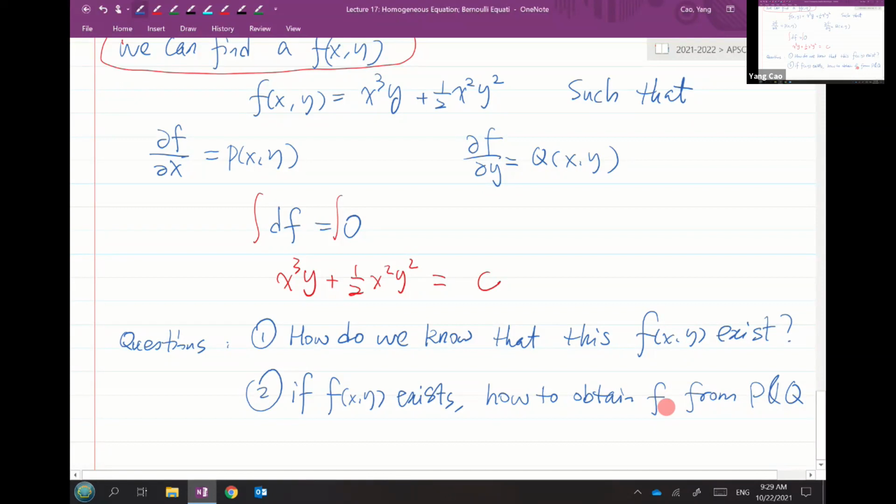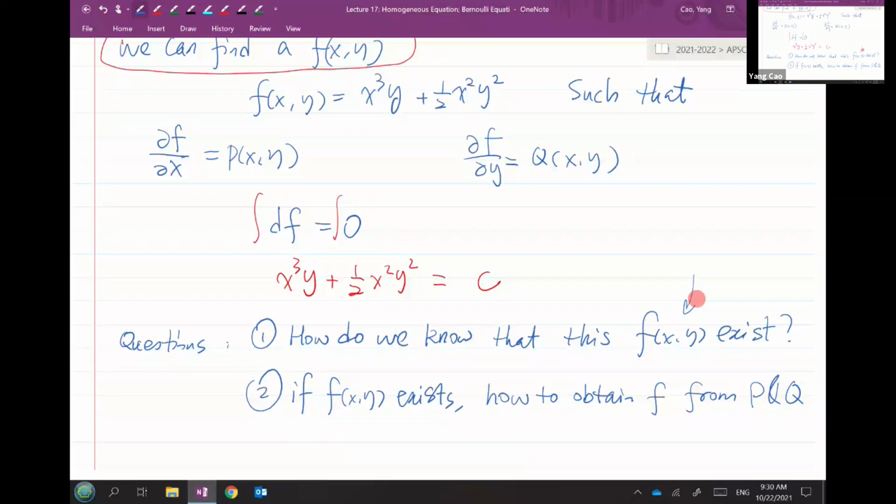In my lecture notes, I have also given you the formula to find the f based on p and q. But there's always the first question: you have to first identify whether a function f exists or not. Any question on this part here? Since it's a bonus, chances are it's probably not going to be tested in the exam, but it will be part of the 248 content.